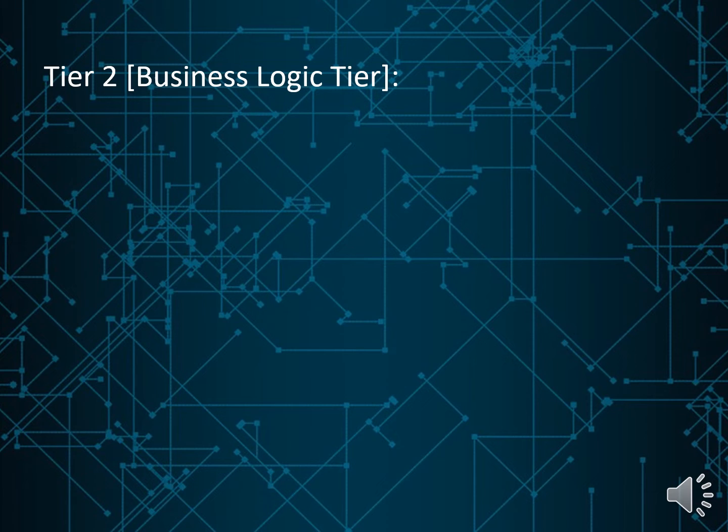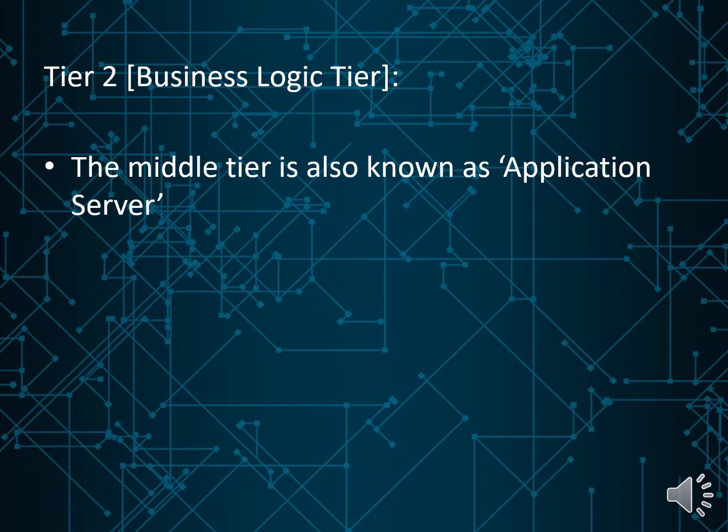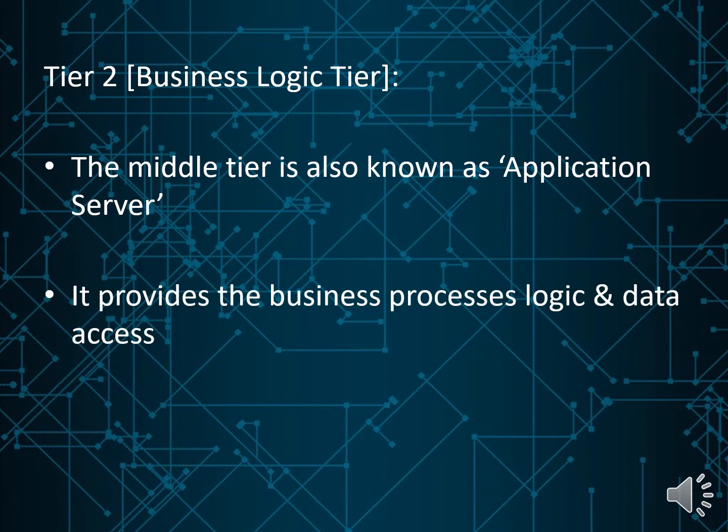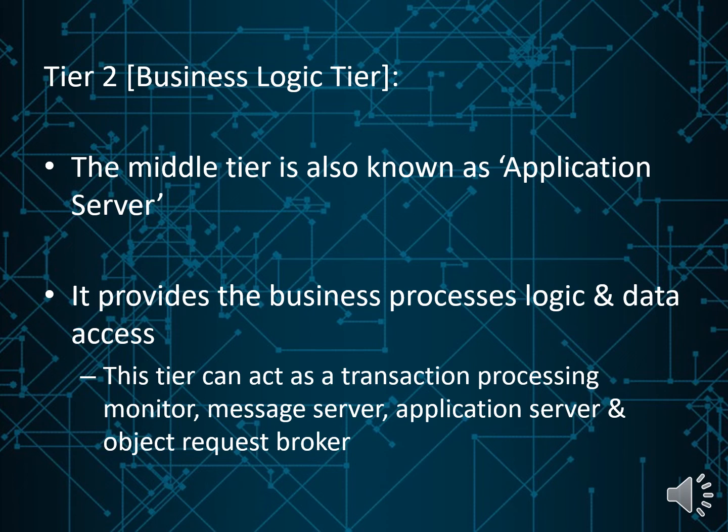Then in the middle we have tier 2, the business logic tier. This tier coordinates the application, processes commands, makes logical decisions and evaluations, and performs some calculations. This tier is also responsible for moving and processing data between the two surrounding tiers or layers. So the middle tier is also called an application server. It provides the business process logic and data access. This tier can act as a transaction processing monitor, message server, application server, and object request broker.